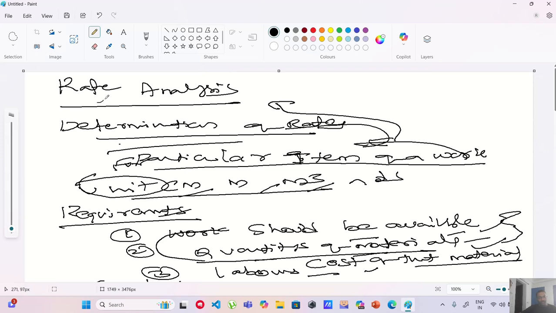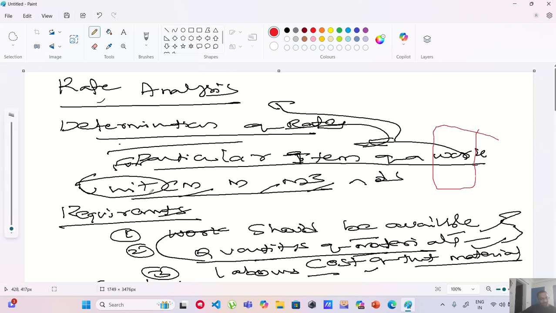So first of all, the rate analysis. As the name itself says, it is the determination of a rate. Which rate are we going to determine? It is for a particular item of a work. Particular item of a work is a very important phrase.